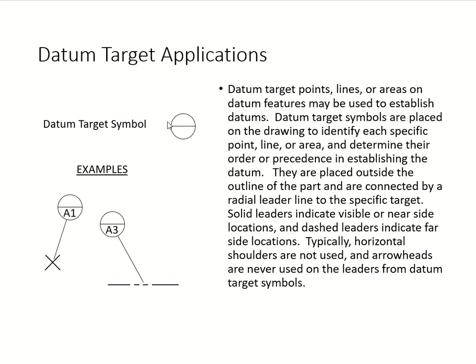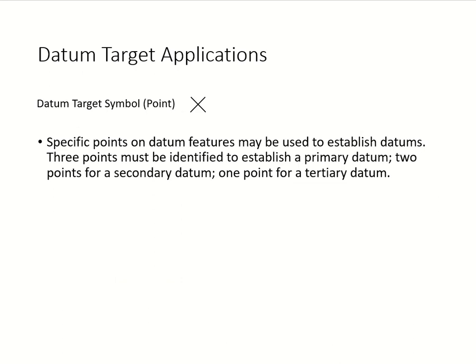Applications, datum target symbol, we put the information in it. Your point, your line, see? Datum target symbol, which is little cross, so therefore we know that's for your point. We sometimes use it because datums are sometimes points, lines, or area. So if you use a point, then it's going to establish your datum. So we can use a point to establish primary datum. Sometimes we use 2 points for secondary datum and then 1 point for tertiary datum.